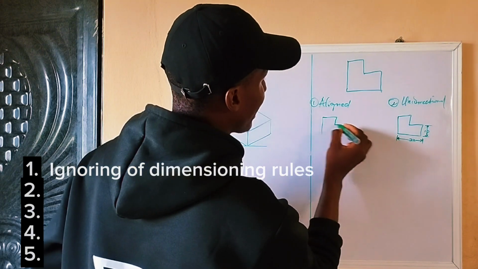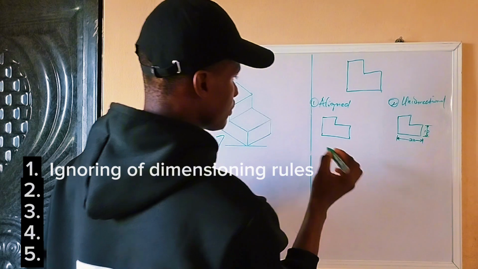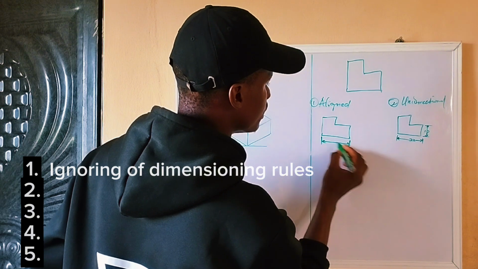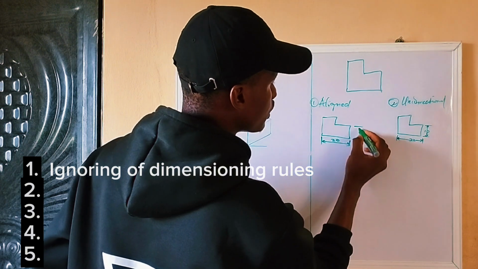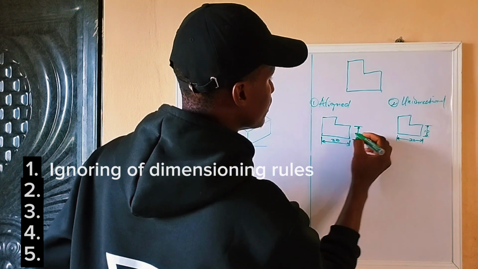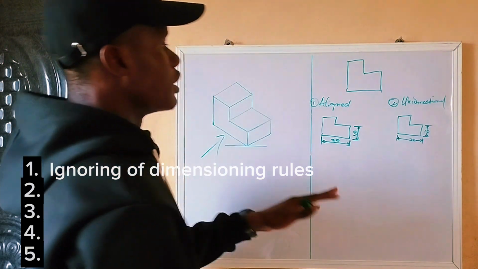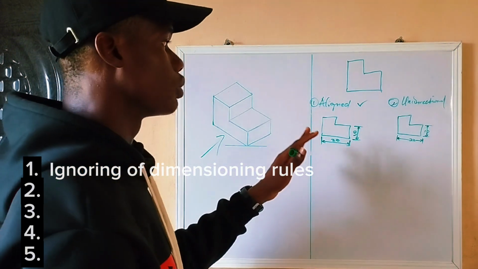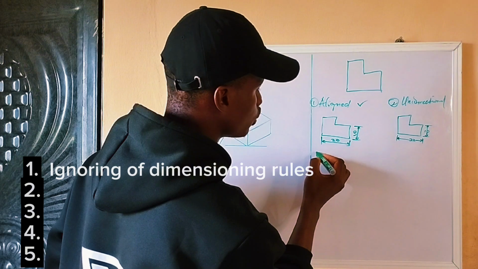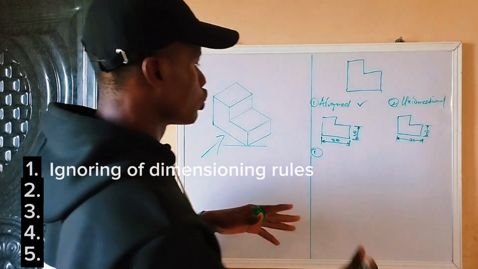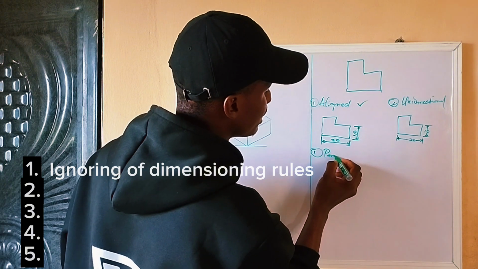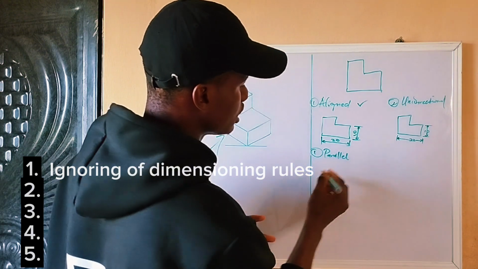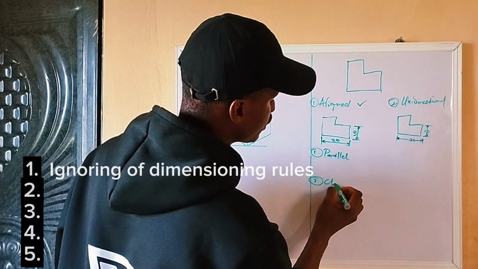But what of aligned? Let's take a look at the way aligned is. For aligned, we are going to have something of this nature. This is 20, and we are going to have something like this. This is 10. The most common one that is mostly used is the aligned one, and it is divided into more than two, but the main two are the parallel aligned dimensioning, and the second one, chain.